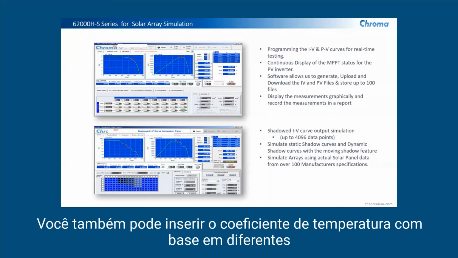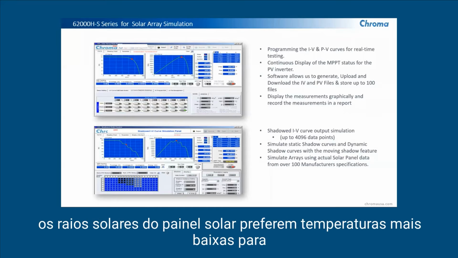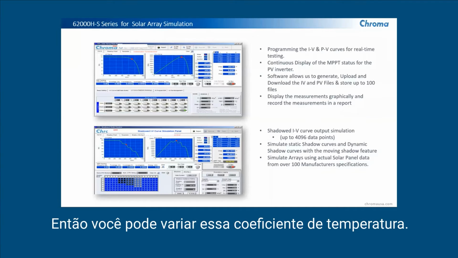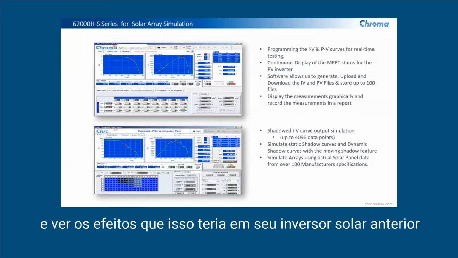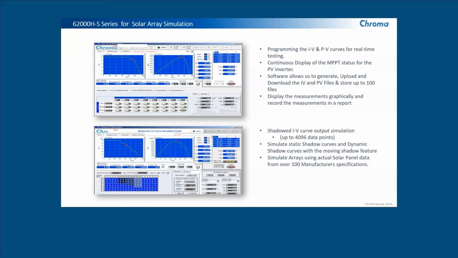You can also put in temperature coefficients based on different temperature. As you know, solar panels, solar arrays prefer cooler temperatures for maximum efficiency. So you can vary that temperature coefficient, see the effects it would have on your PV inverter by creating the different curves and variations on the output of our DC power supply.